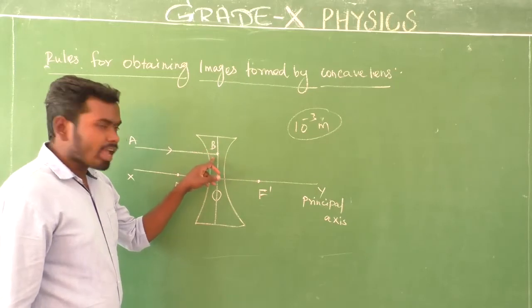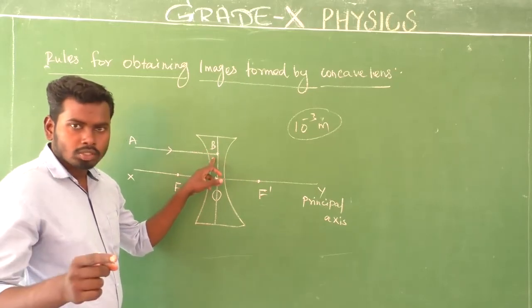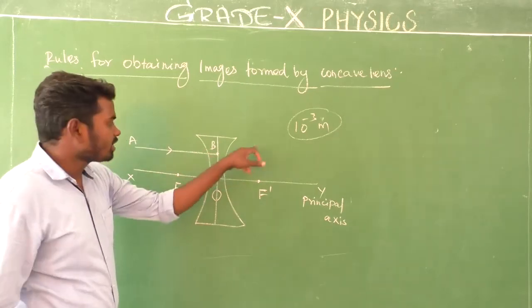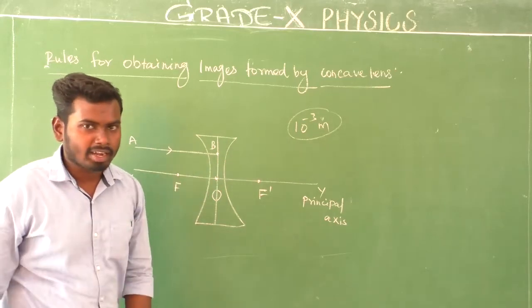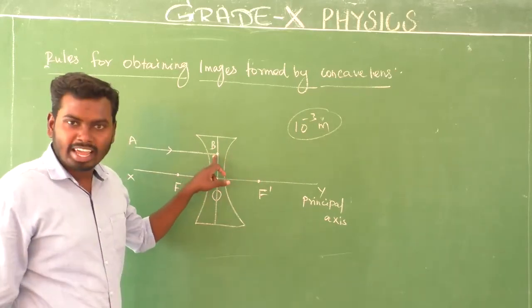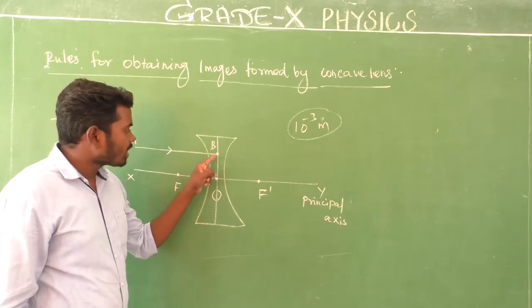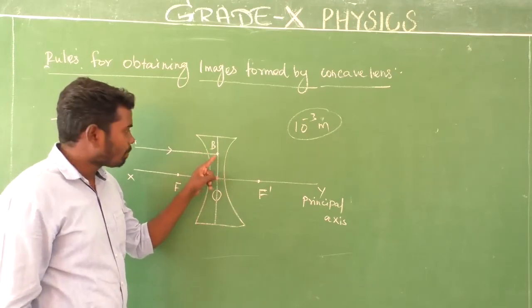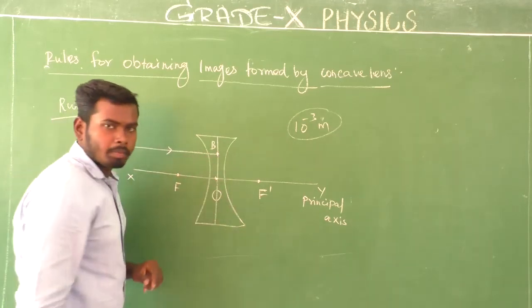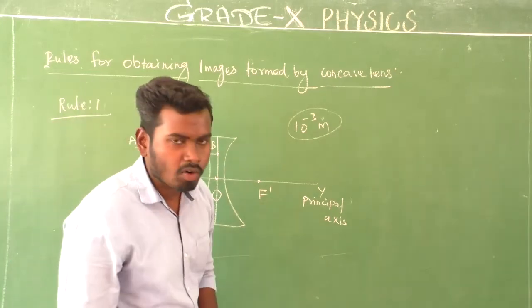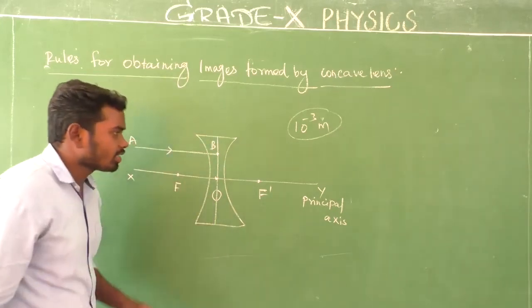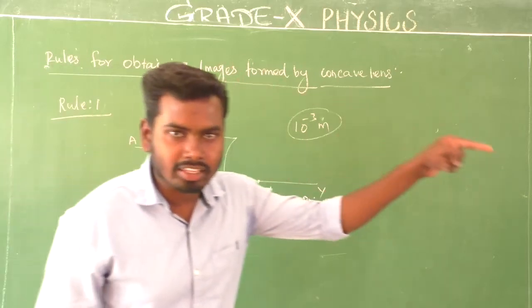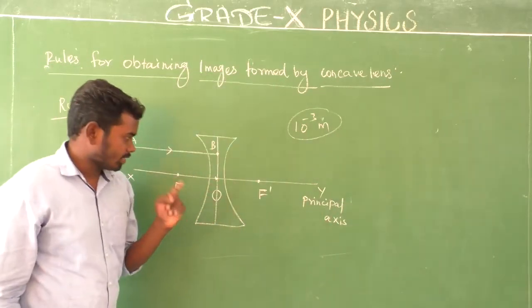So what is the next move? This ray of light should enter into the other medium. What is that? Air medium. Am I right? Yes. So here refraction takes place. Refraction takes place at the point B. Am I right? At the point B here. So after refraction, what will happen? After refraction, that ray of light direction should change. Am I right? Yes.